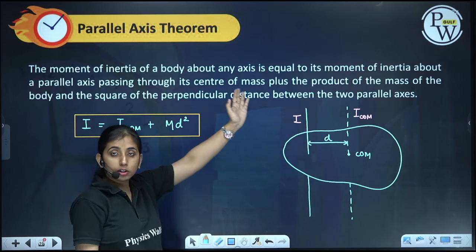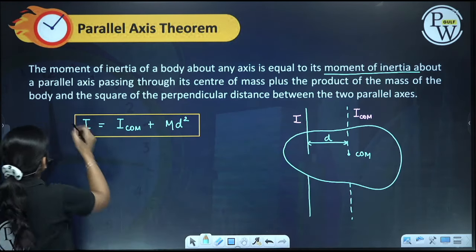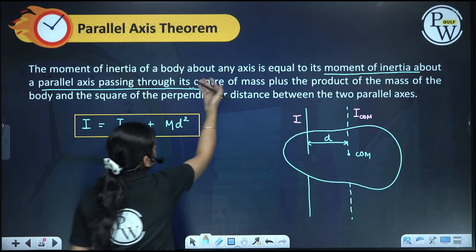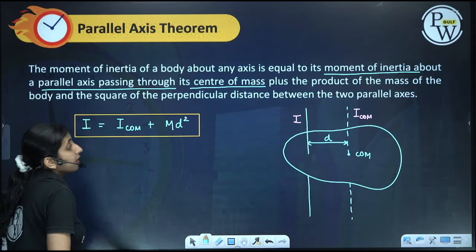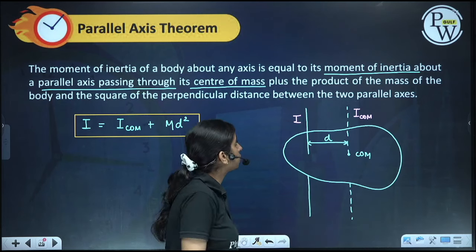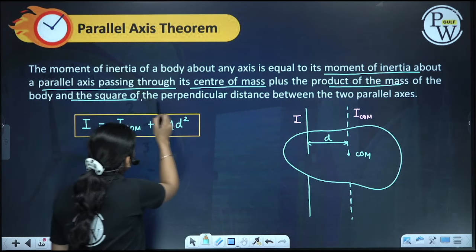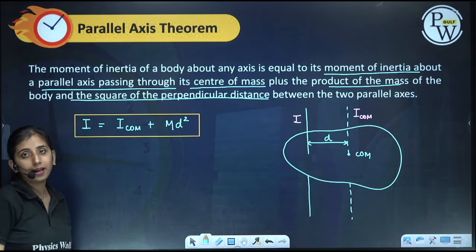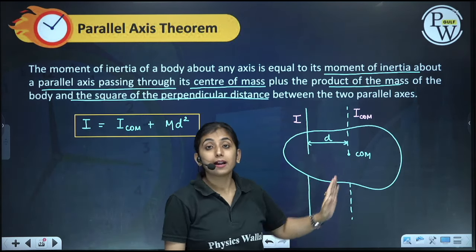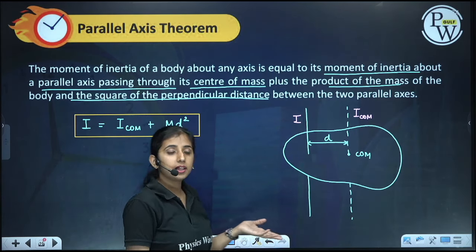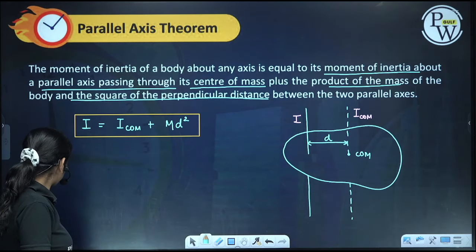The moment of inertia of any rigid body about any axis is equal to its moment of inertia about a parallel axis passing through the center of mass, plus the product of the mass of the body and the square of the perpendicular distance between the two parallel axes. If you want to find the moment of inertia about this axis, then draw a parallel axis passing through the center of mass, find the moment of inertia about that axis, then I will be ICOM plus MD square.